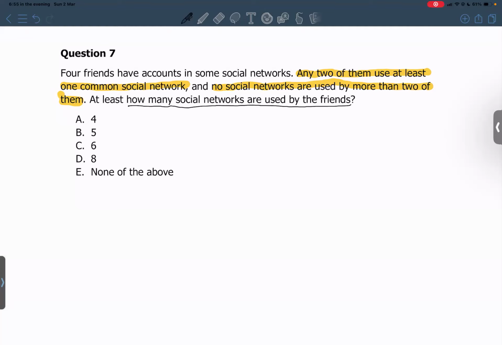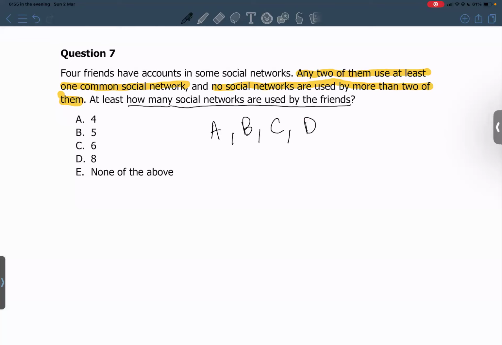So first, we can label the 4 friends with A, B, C, D. In the first statement, they say that any two of the friends must use at least one common social network. For example, A and B will use one social network, and C and D will use one common social network.